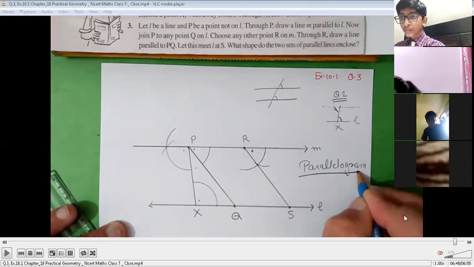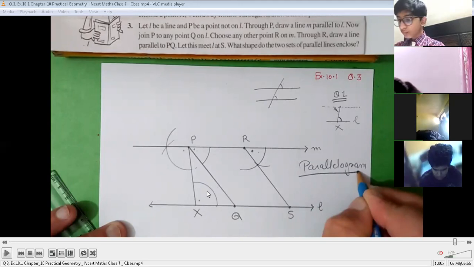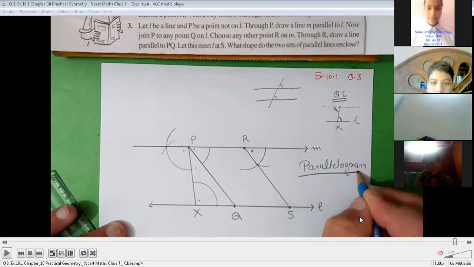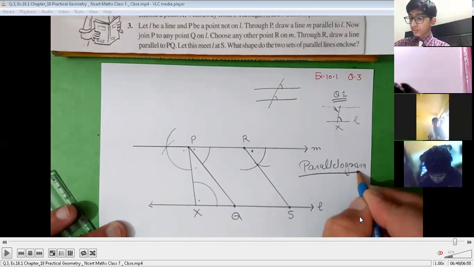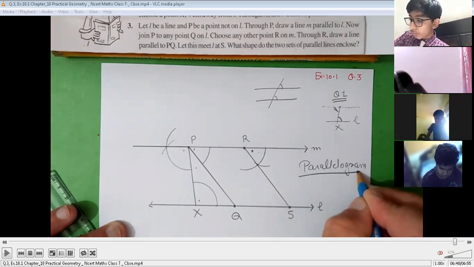Step 3: draw an arc of any radius at point X. Step 4: with the same radius, draw another arc at point P.